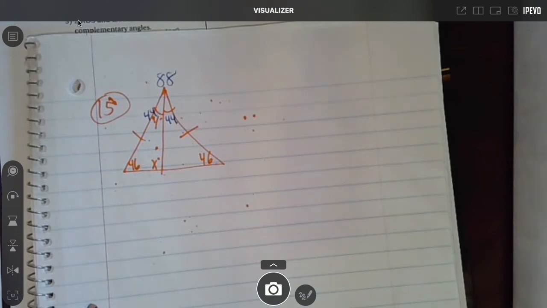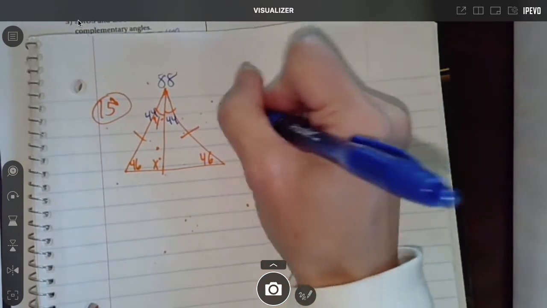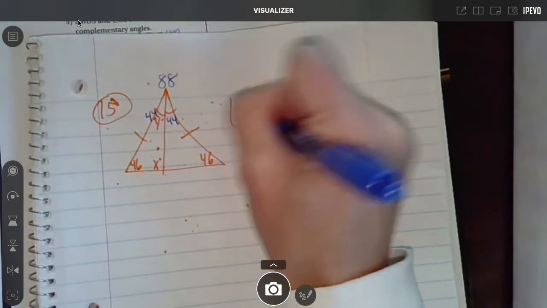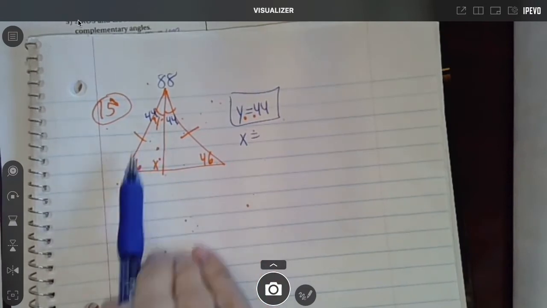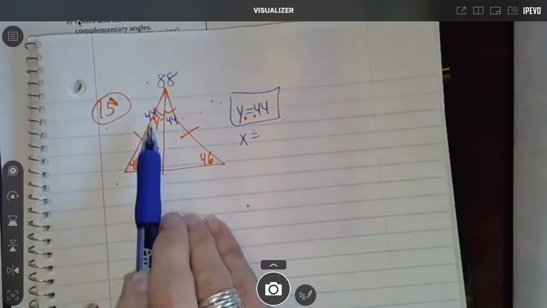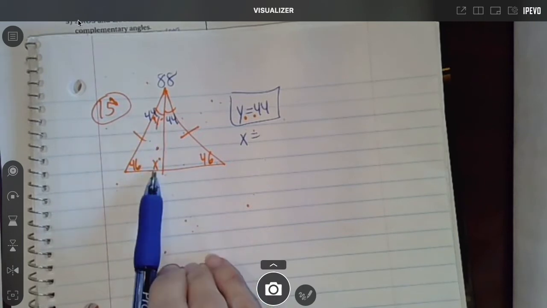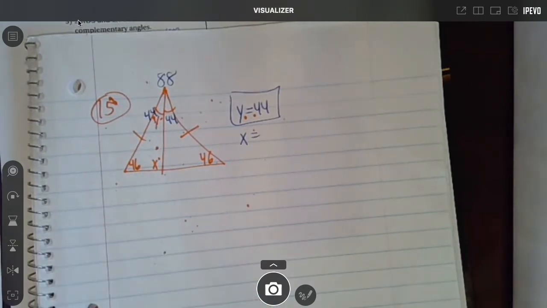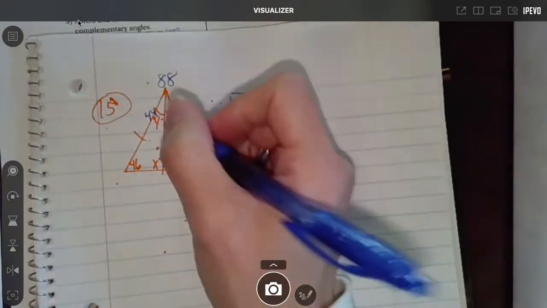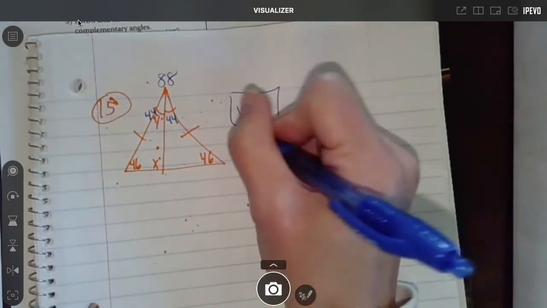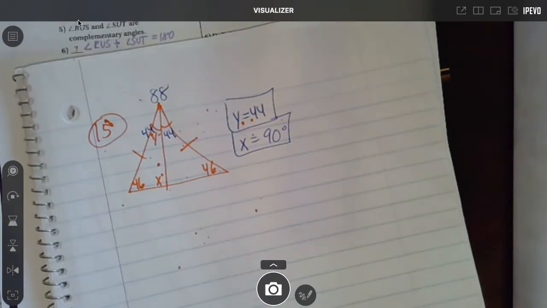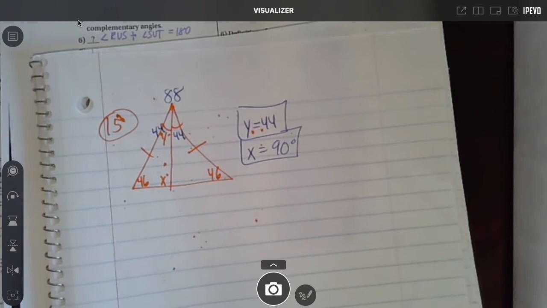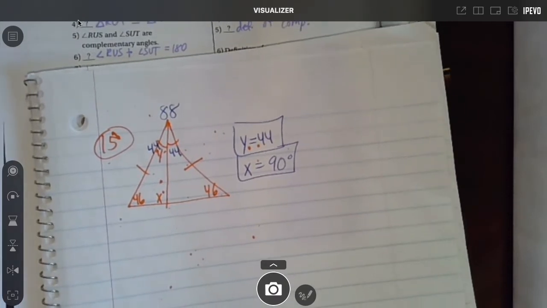I used my big triangle, and now I'm going to my little triangles. So I know that y is 44. How do I find out what x is? In this little triangle, I have 46, 44, and x. What are they all going to add up to? 180. So take 180 minus 46 minus 44, and x is 90 degrees. And y'all, you can't just tell by the way the picture looks. You actually have to find it. So what's your answer on that one? Is it C? Yeah, C.